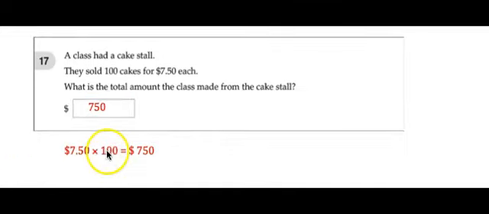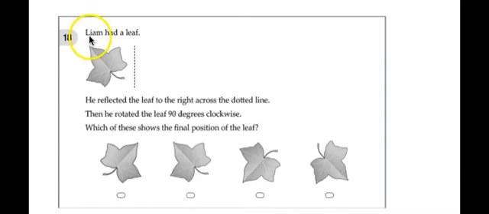And as I said, to multiply by 100, you're making your original number 100 times bigger, and we do that by moving the decimal point 2 places to the right. So we start with $7.50, then we end up with $75 and $750 when the decimal point ends up at the end there. Okay, now for question 18.